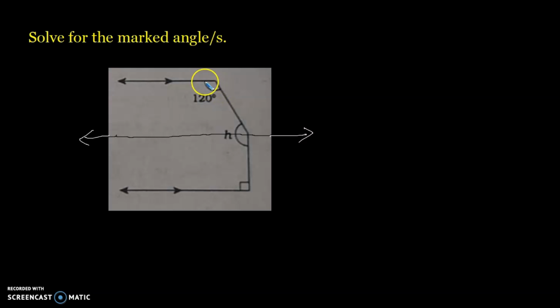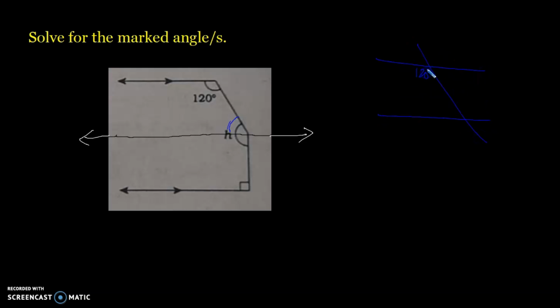Given is this angle as 120 degrees. And isn't it that we have parallel lines cut by a transversal? We can relate this 120 degree angle by this part of angle H. Ito lang, itong naka-blue na yan. And they are same side interior angles. Tanggalin natin mula sa figure na yan. Ito siya.